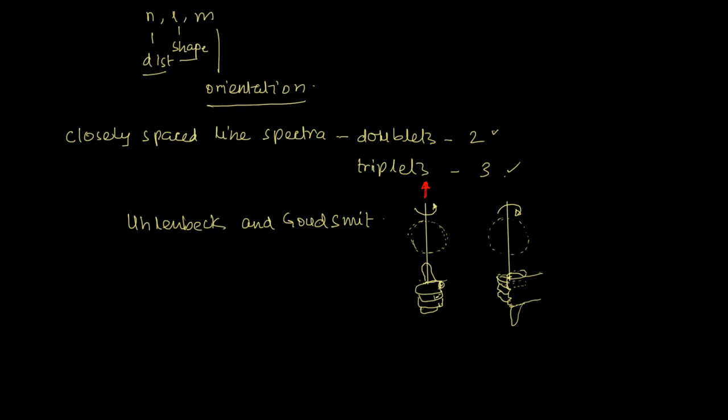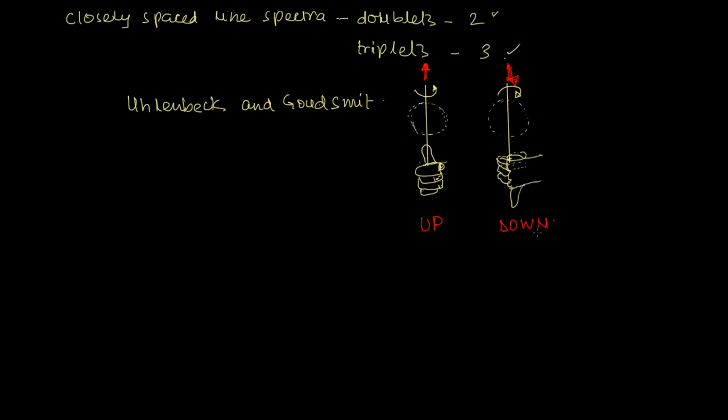So they termed this as spin. This is up and this is down. They said that this is spin up and this is spin down, and numerically they assigned this a value of plus half and this as minus half. So a new quantum number came into being that began to be called the spin quantum number.